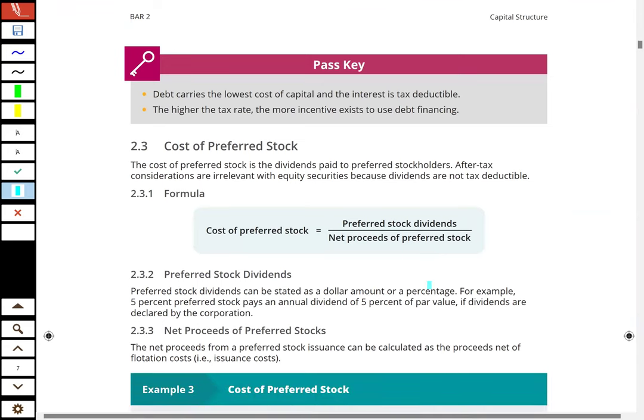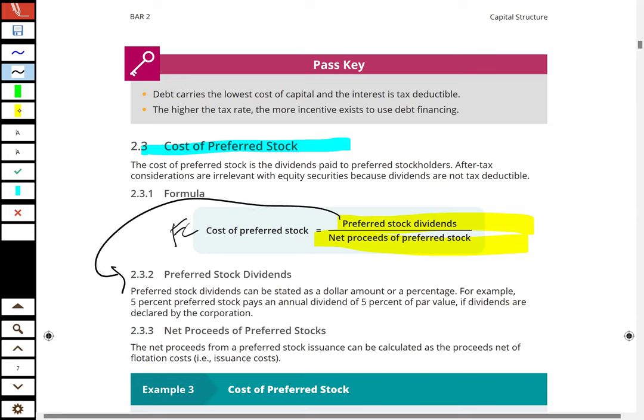Now let's take a look at the cost of preferred stock. When we look at the cost of preferred stock, the real factor driving the cost is whether the company is paying any preferred stock dividends. And we would need to divide that by the net proceeds of preferred stock. Now we're going to look at each component of this fraction, this formula here. The preferred stock dividend can be stated as a dollar amount or a percentage. For example, 5% preferred stock pays an annual dividend of 5% of par value if dividends are declared by the corporation.